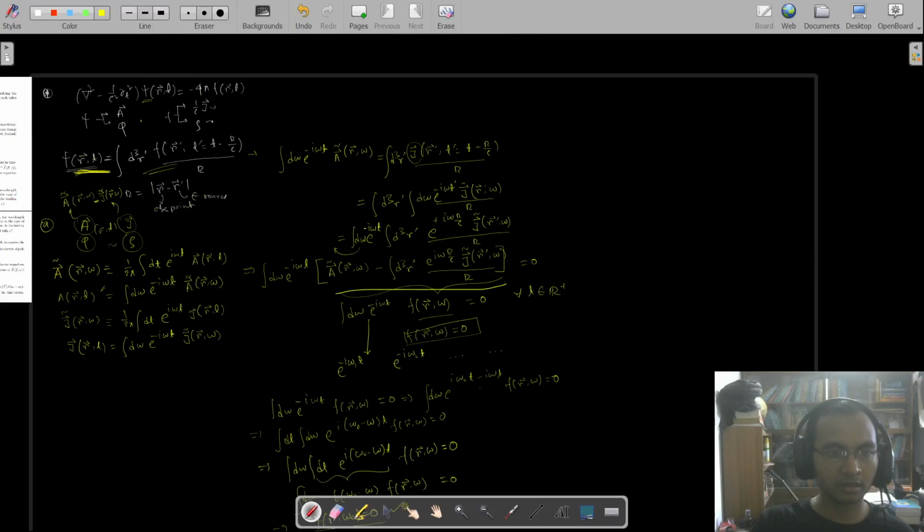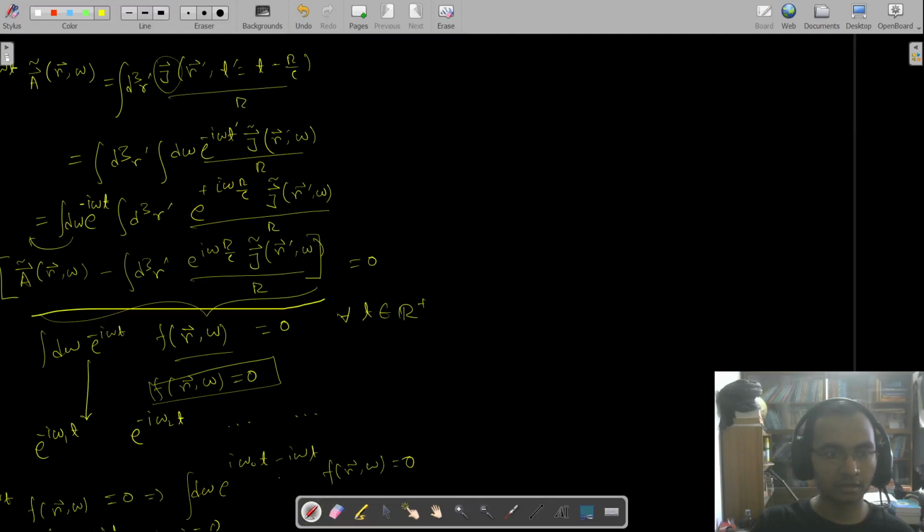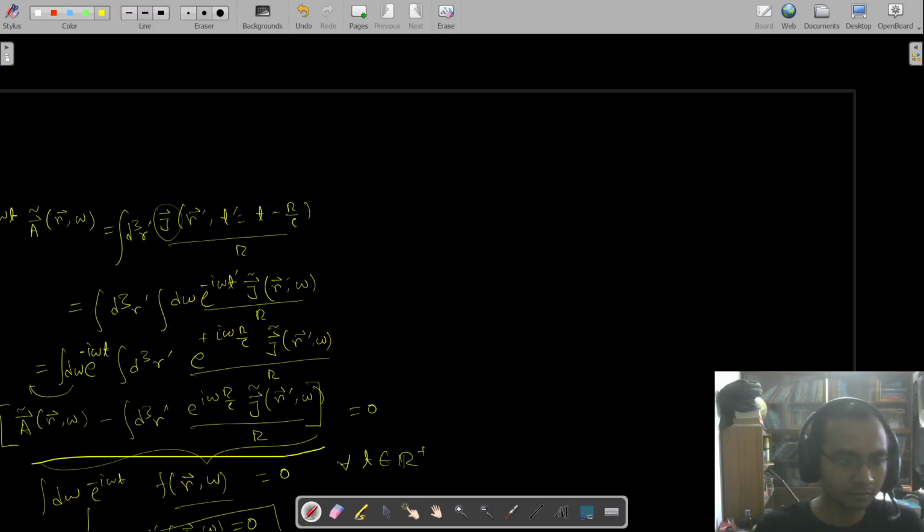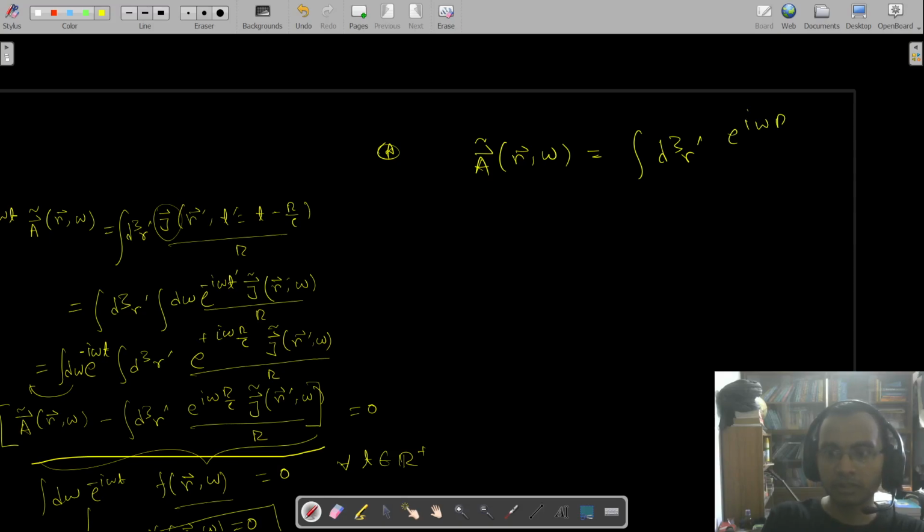Let me see if we just use this side. We have this thing: the integral of e to the power i omega R by c, j tilde (r prime, omega) divided by R. Yeah. So we have managed to show A tilde as a function of j tilde, right?